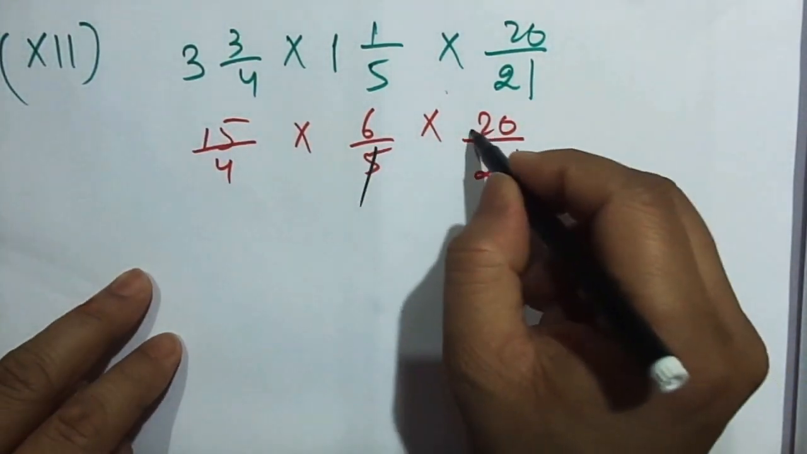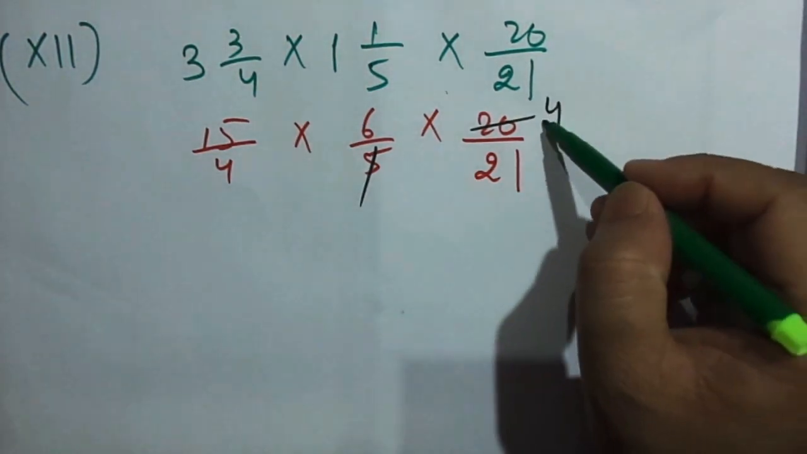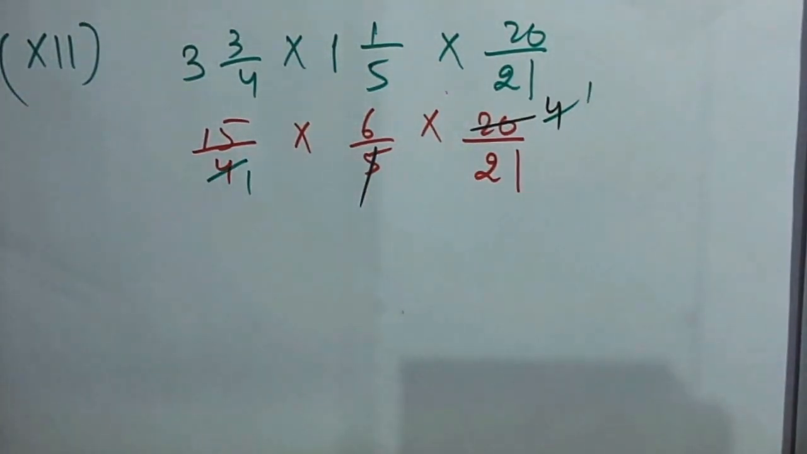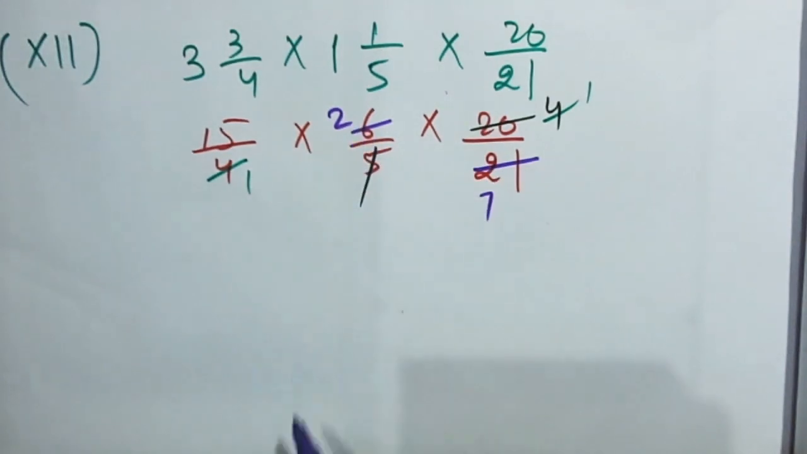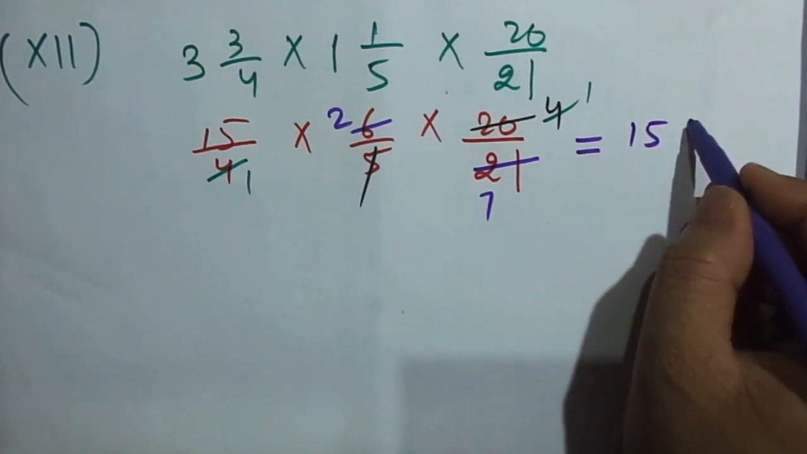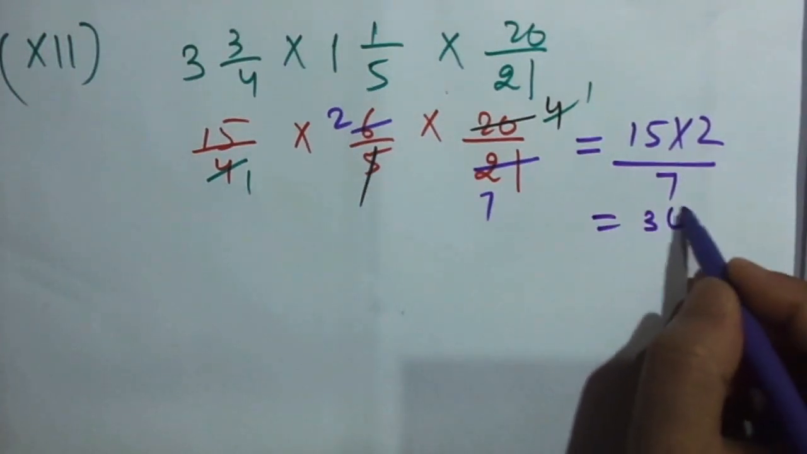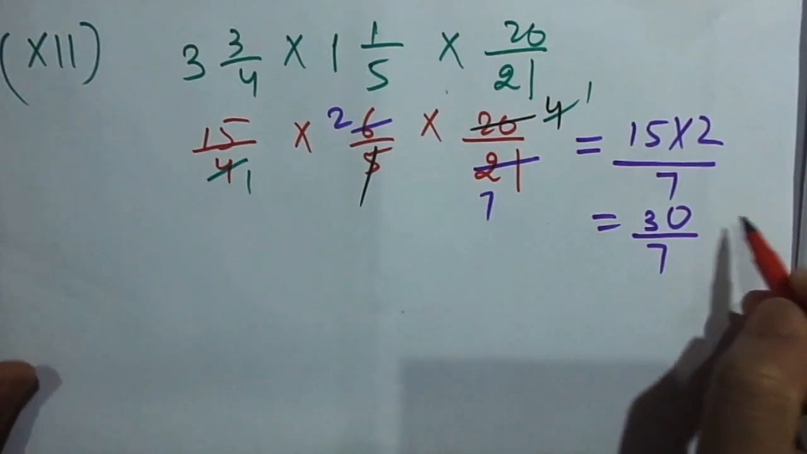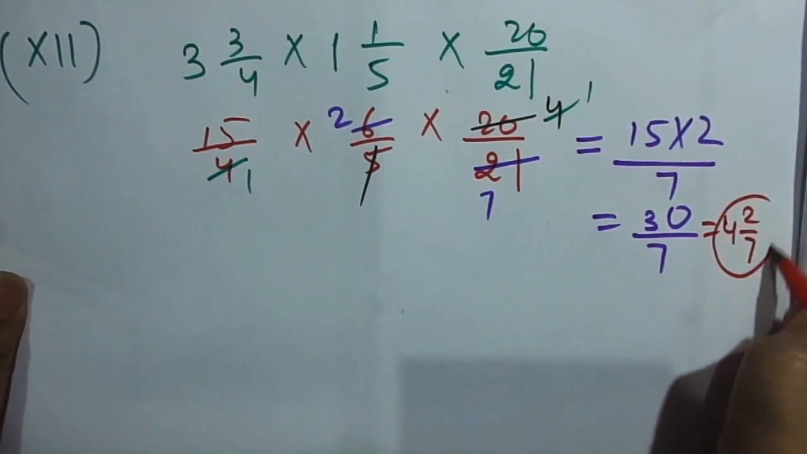Okay. So 5 4 times, and I find that this 4 and 4 1 times. Again 3 7 times, 3 2 times. Now I think that they will not cancel. Therefore 15 times 2 by 7 only is equal to 30 by 7. And finally you need to write your answer in mixed form, which is equal to 4 2 by 7.